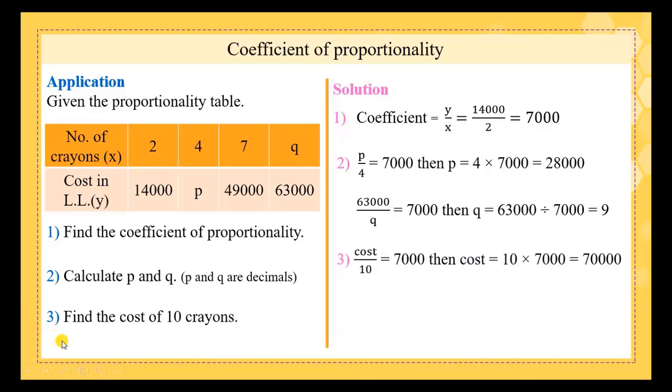Now, to find the cost of 10 crayons, I can use the proportionality table. So the missing number is in the second row. I can write the ratio cost over 10 is also equal to the coefficient, 7,000. Then, by solving this equation, we get the cost equals 10 times 7,000 equals 70,000. So the cost of 10 crayons is 70,000 Lebanese lira.